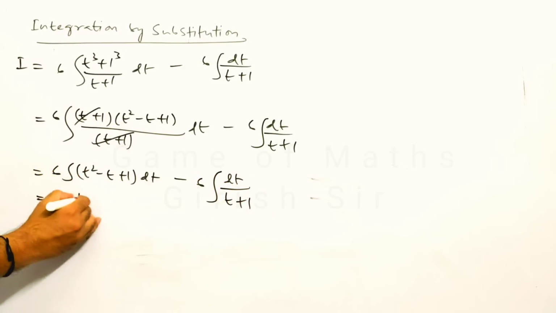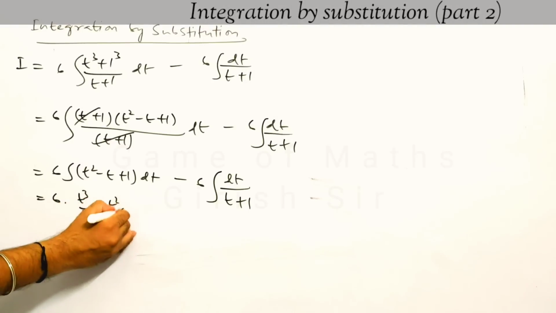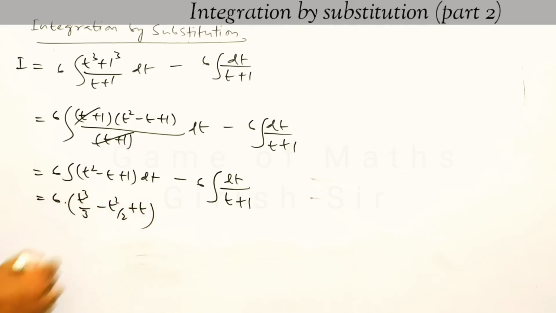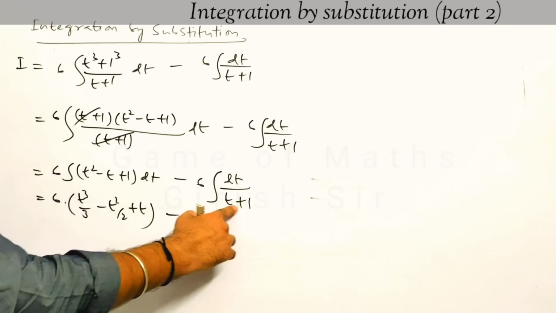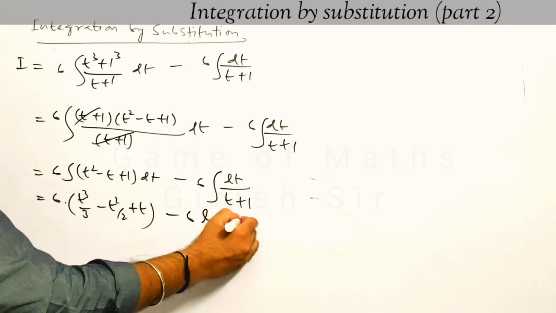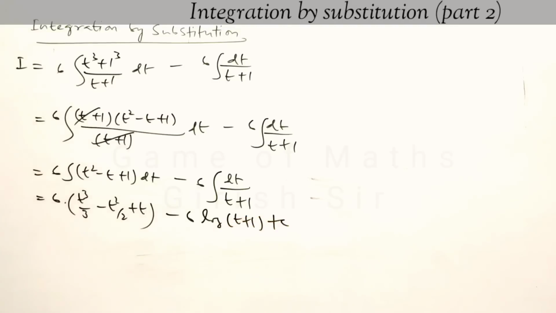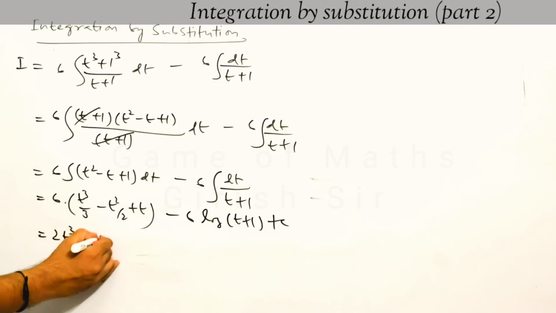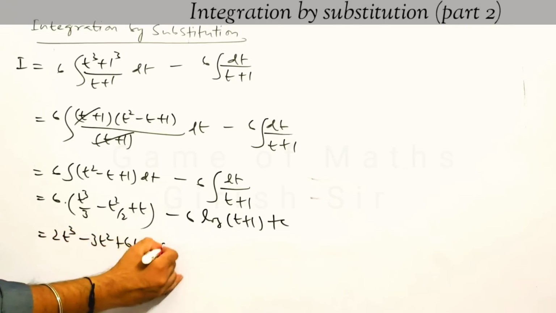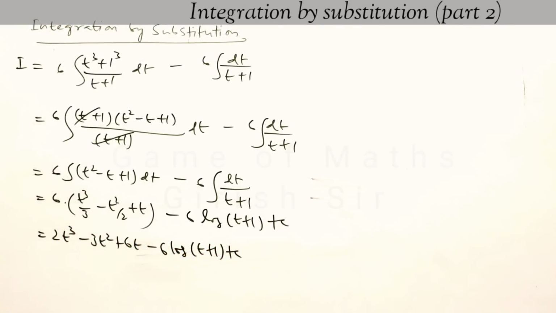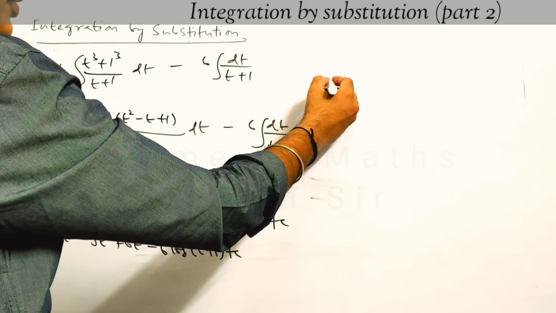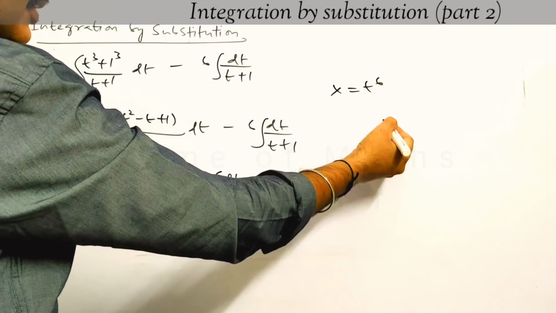You can easily integrate this part. Similarly, as this is a linear function in t, its integral would be log of t plus 1 plus c. This can be written like this. Now we'll put back t in terms of x. We assumed x is equal to t raised to 6.